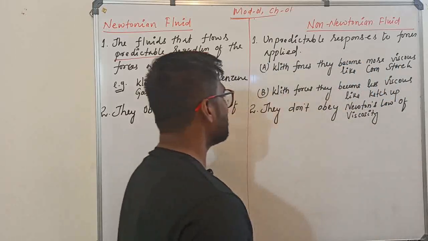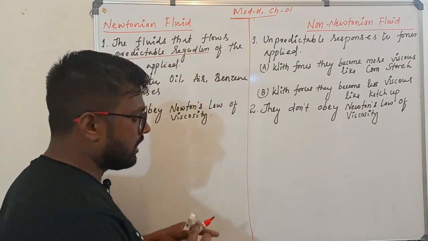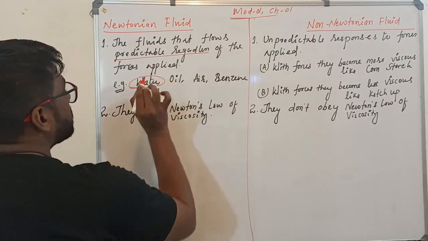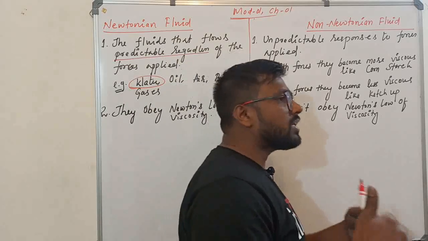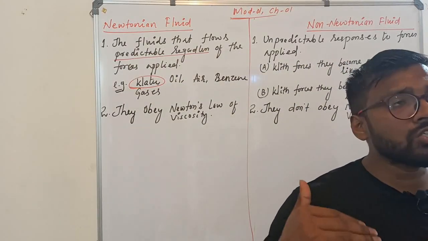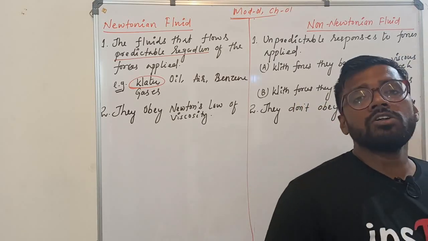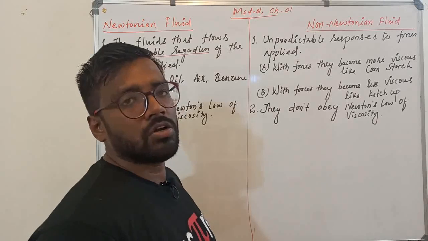So this is the first point. For example, water, oil, air, benzene, gases. Water is the classic example of a Newtonian fluid. In our fluid mechanics, whatever we study further will be Newtonian fluid only. We don't study much about non-Newtonian fluids, except in this chapter.